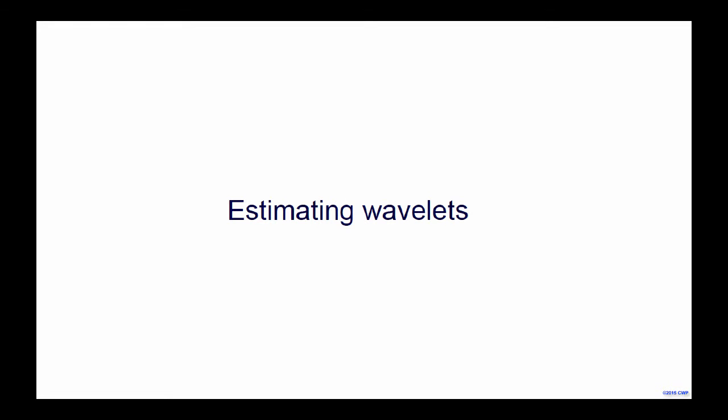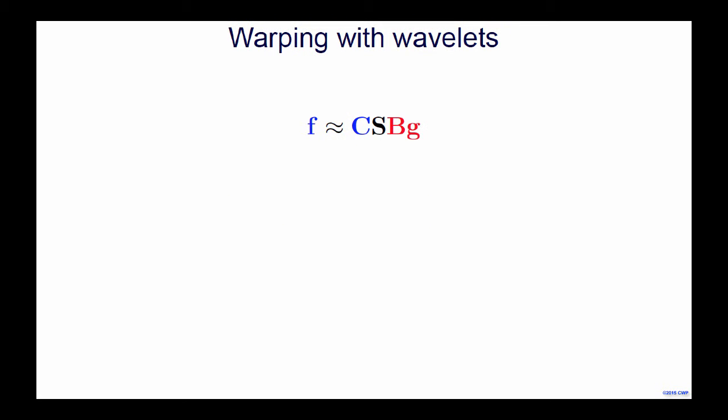But how do we estimate these wavelets? Well, to answer this question, let's look at the warping with wavelets equation. This equation is simply: the PP trace is approximately equal to the PS trace convolved with the inverse PS wavelet B, which has then been squeezed, and then convolved with a PP wavelet C.